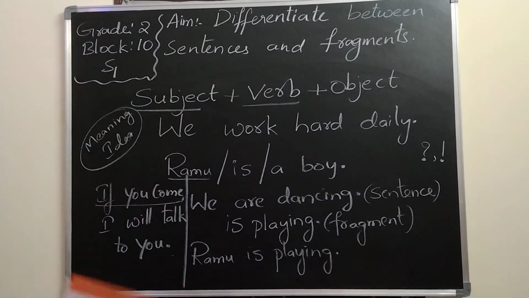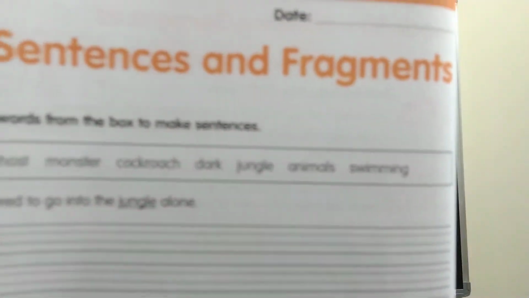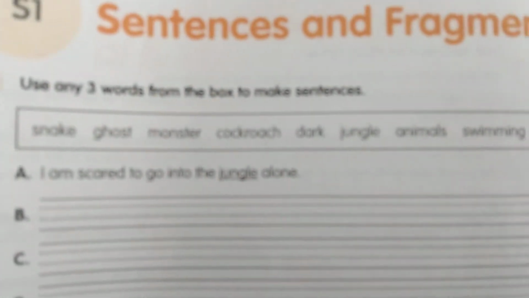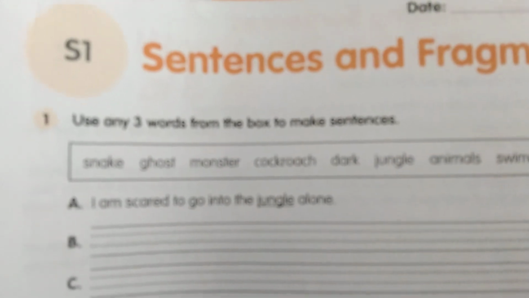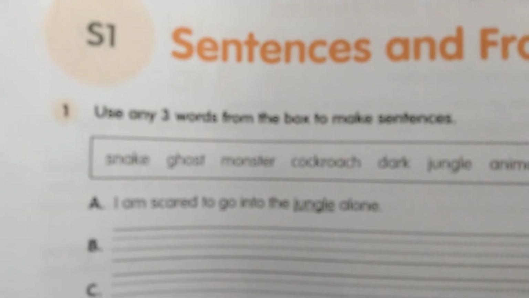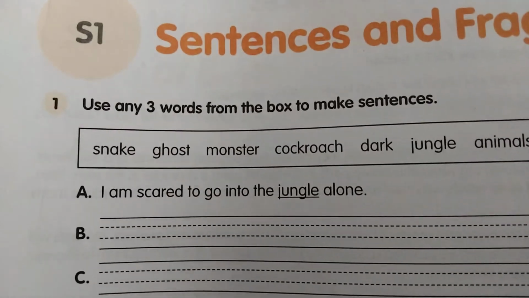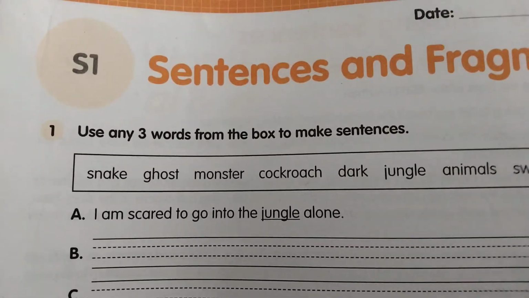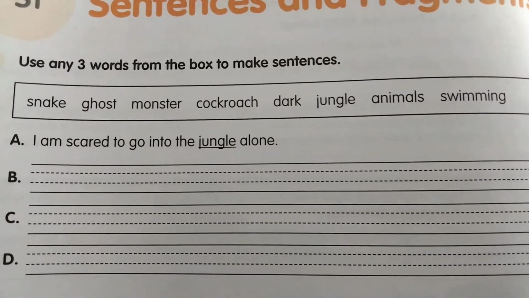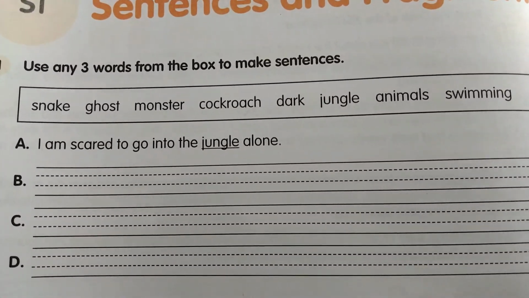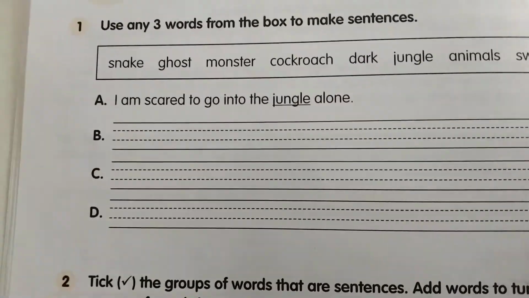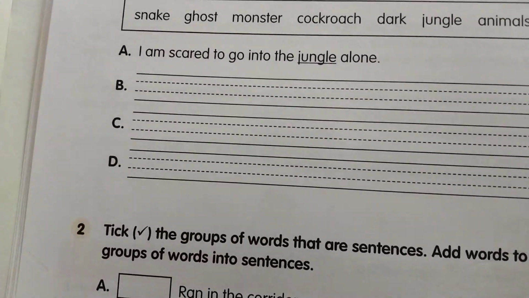Sentences and fragments. In this sentences and fragments exercise, you want to use any 3 words from the box to make sentences. There you can see the words. By using those words, you want to try to make the sentences given in B, C and D. One is done for you.